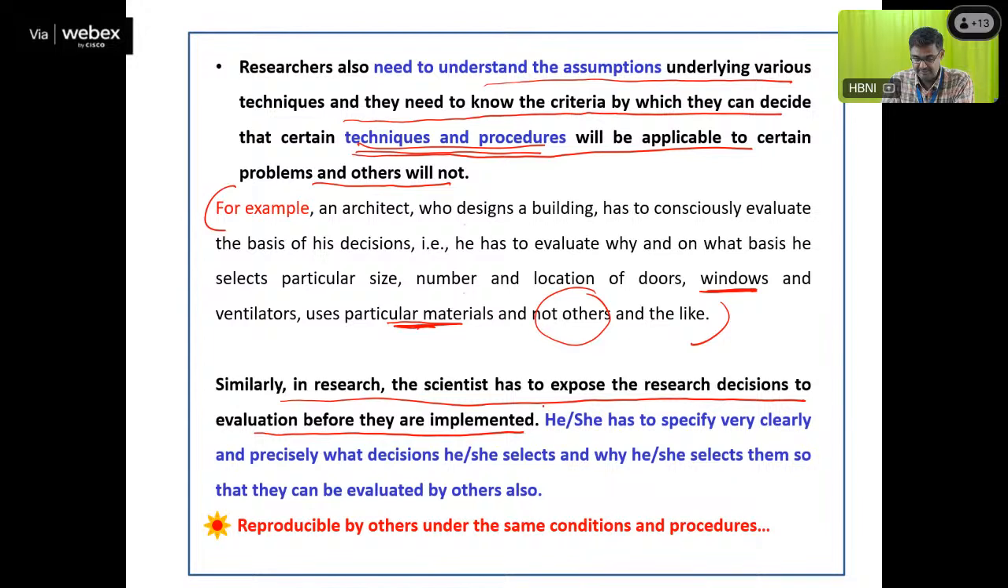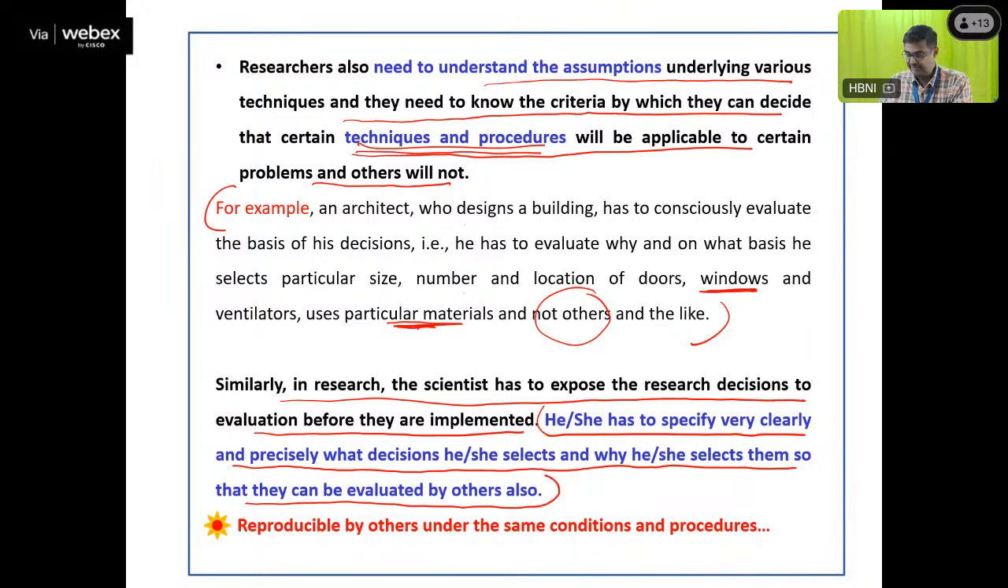She has to specify very clearly and precisely what decisions she selects and why she selects them, so that they can be evaluated by others also. See, whatever research you are doing is evaluated from time to time by your supervisors, and eventually it will be evaluated by your external examiner, if we talk about the PhD. In general, whatever we are doing, we have to be very clear. Then only can we explain it to others.